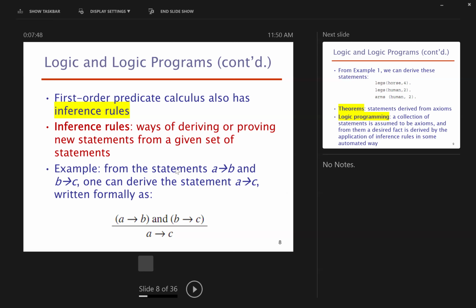So that's what we mean by the inference rule, ways of deriving or proving new statements from a given set of statements. The given set of statements here is A implies B, and also B implies C. So we were able to infer that if that's the case, then A will also imply C, because we have A to B and B to C. So A can go to C. That's the example they gave us.